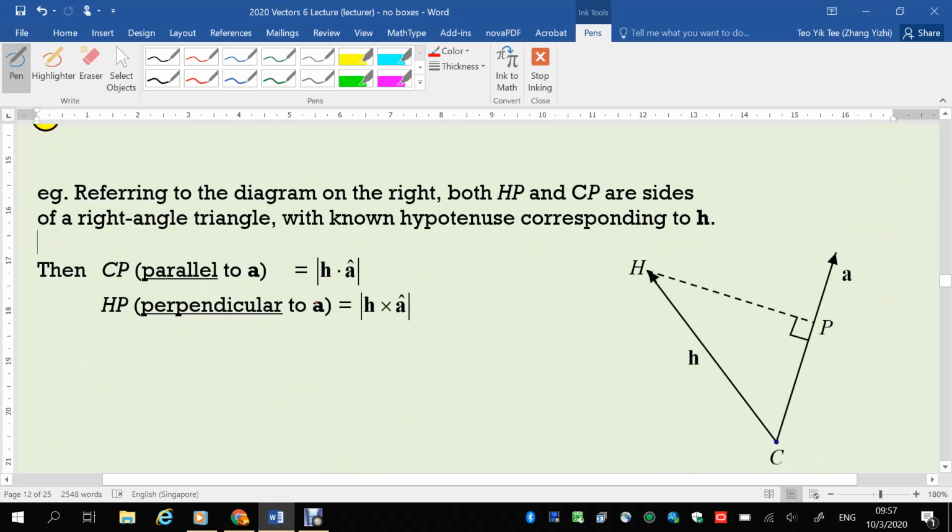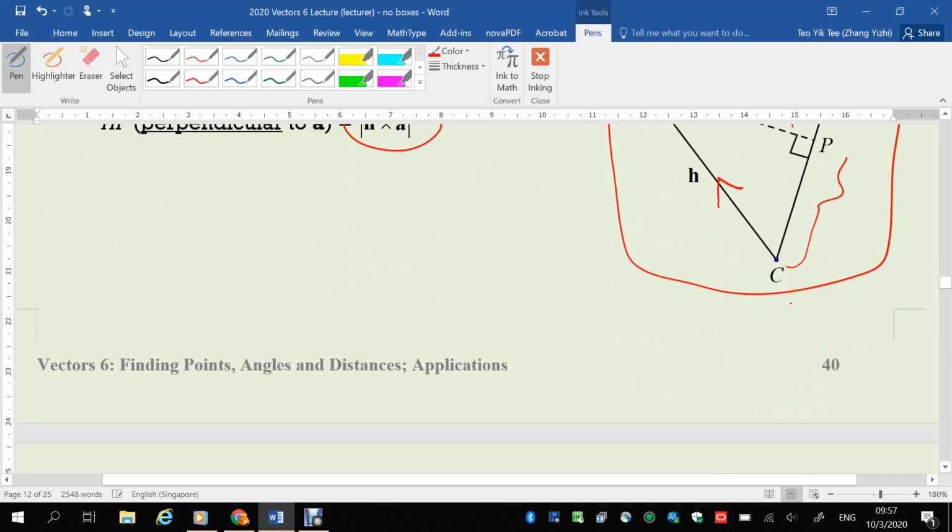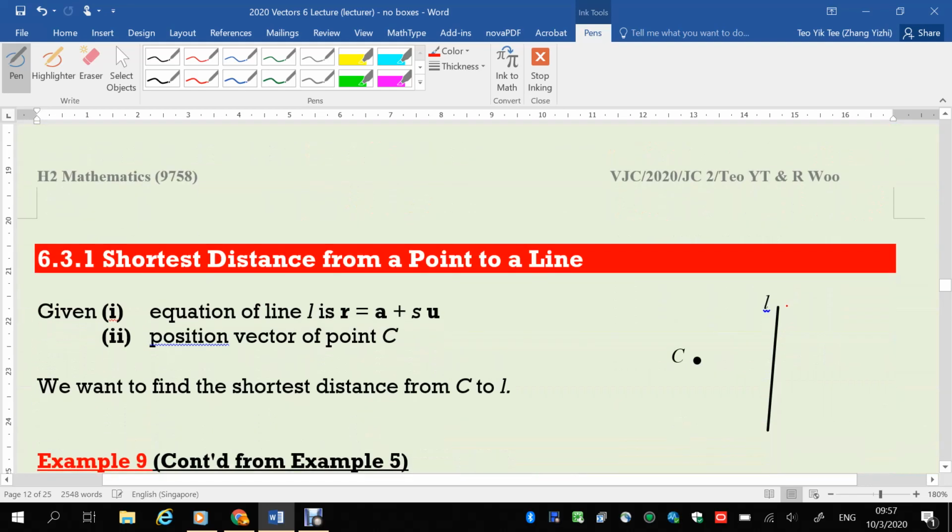For those who have forgotten, this was the diagram. In the context of this question, this is h dot a hat. You get CP, which is the length of projection. h cross a hat, you get the length HP. So these are the two things that you have learned earlier on.